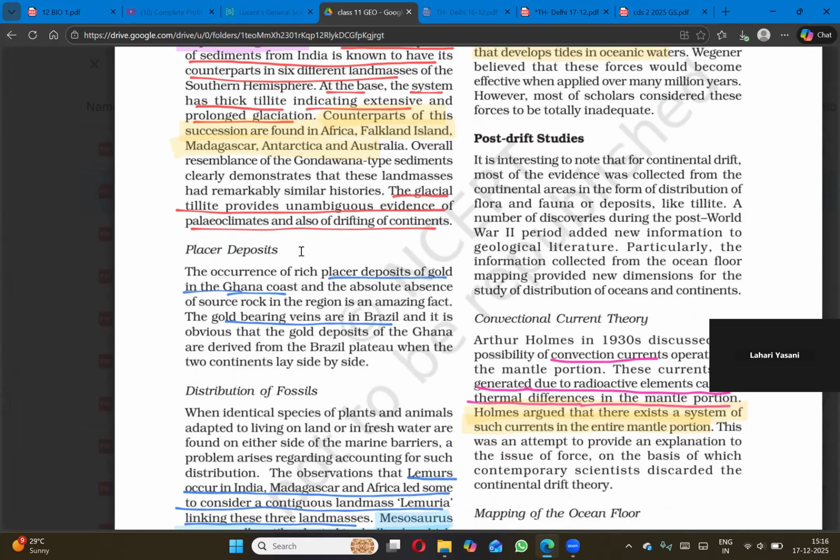Next, placer deposits. What are placer deposits? The occurrence of rich placer deposits of gold in the Ghana coast and the absolute absence of the source rock in the region is an amazing fact, because we have placer deposits in the Ghana coast, but there is no source rock from which the placer deposit has to come. So this parent rock is found in Brazil. We'll see here. The gold-bearing veins are in Brazil, and it is obvious that the gold deposits of Ghana are derived from the Brazil plateau when the two continents lay side by side. So another evidence is placer deposits.